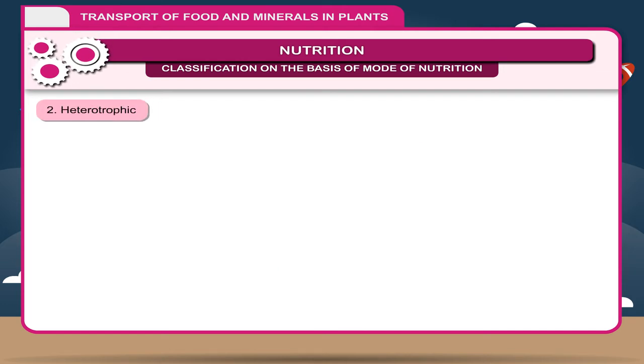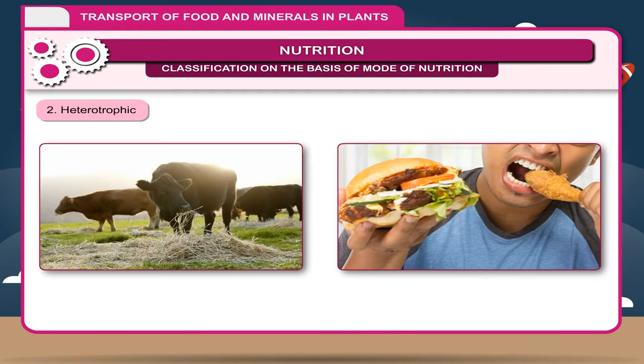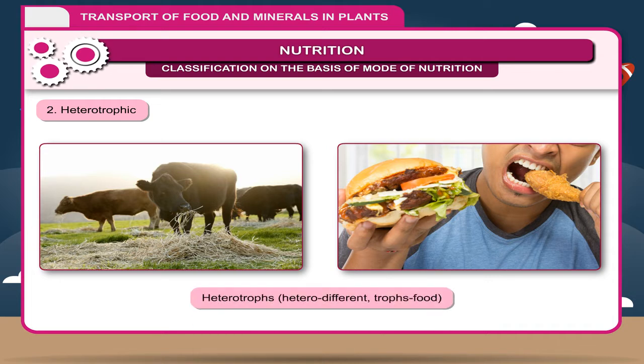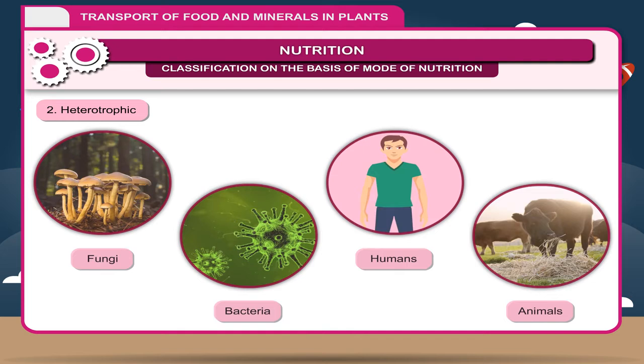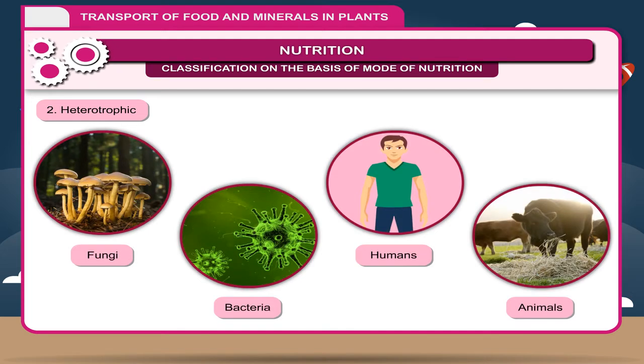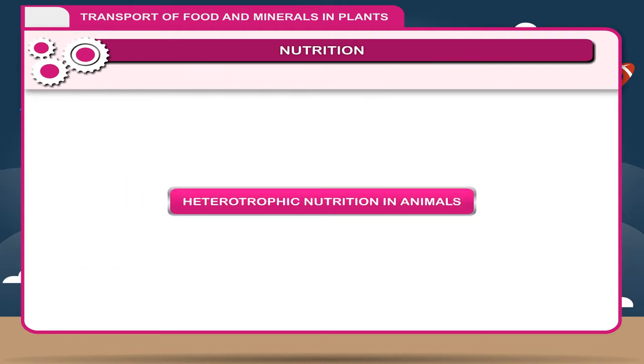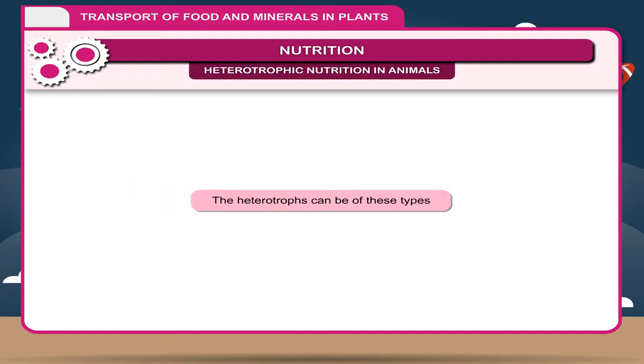Heterotrophic nutrition. The organisms which do not manufacture their own food material are called heterotrophs. Hetero, different; trophs, food. They depend on other organisms for their food and are also called consumers. They include fungi, bacteria, humans, and animals. The mode of nutrition of animals is called Holozoic type of nutrition. Heterotrophic nutrition in animals. The heterotrophs can be of these types.